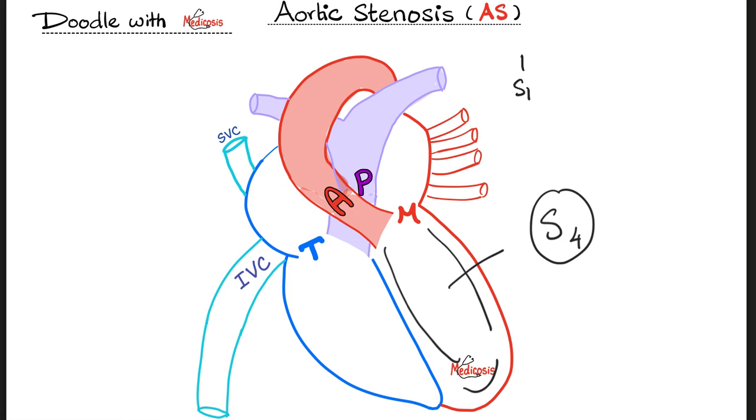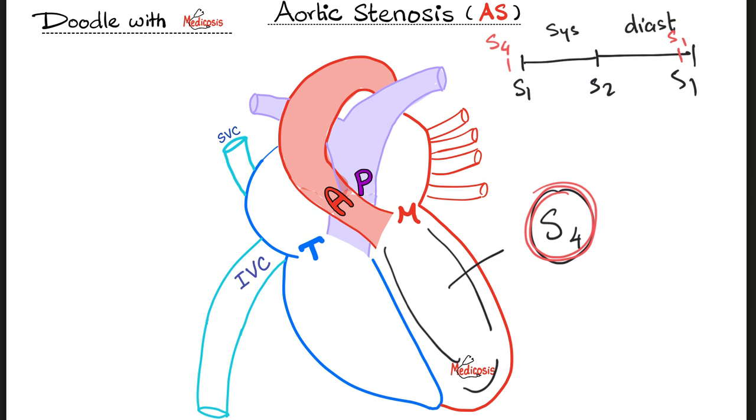Here's the normal S1, here is the normal S2, and there is the next S1 of the following cycle. Between S1 and S2, there is systole. Between S2 and the following S1, there is diastole. Where should I put this abnormal S4? Just before S1, like this.